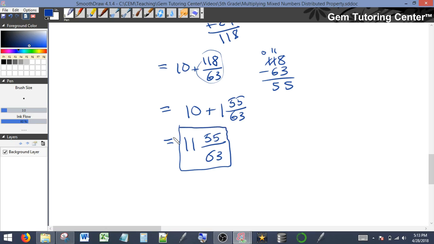All right, and you can check these against the examples that were done in the previous video on improper fractions method. These are the same problems you might have noticed, and we're getting the same answers using both methods.